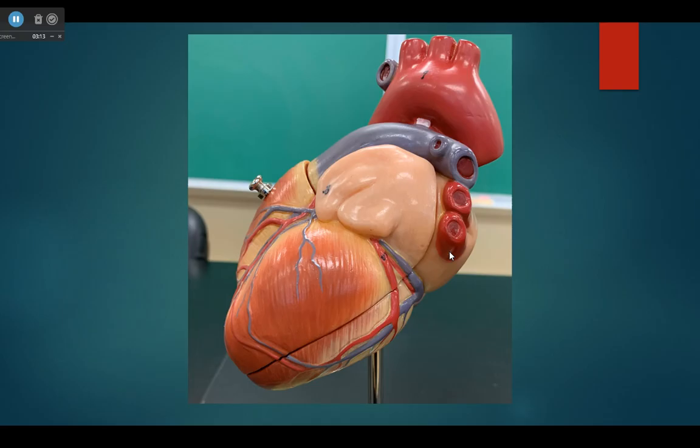Okay. Here is the left side of the heart. So we have the base, the wide end, the apex is the pointy end. Here's the auricle of the left atria. We're going to have the pulmonary trunk and the left pulmonary artery, the left pulmonary veins, the aortic arch, the brachiocephalic artery, the left common carotid artery, and the left subclavian artery. And here's that superior vena cava peeking over.